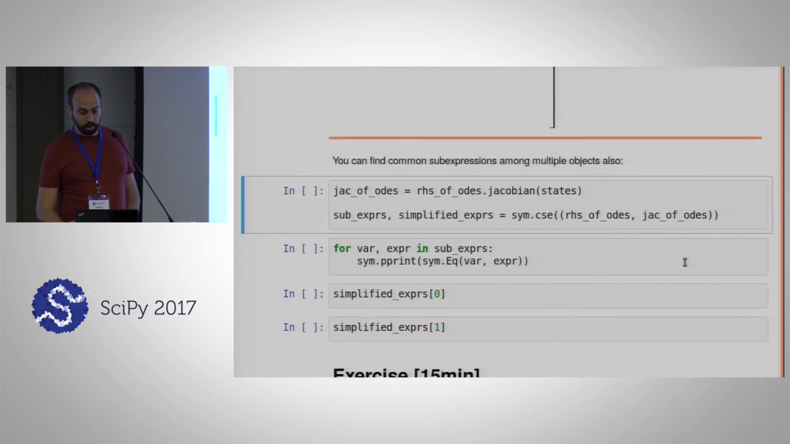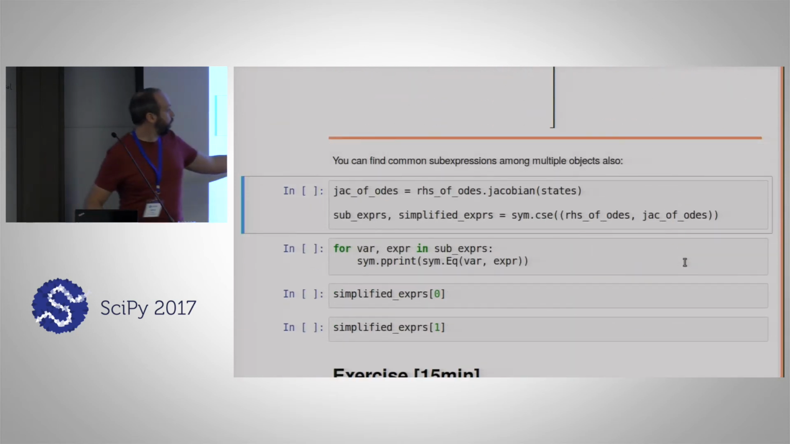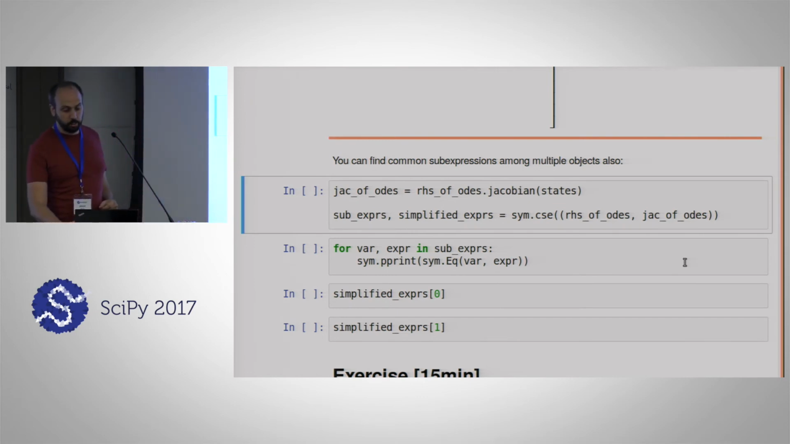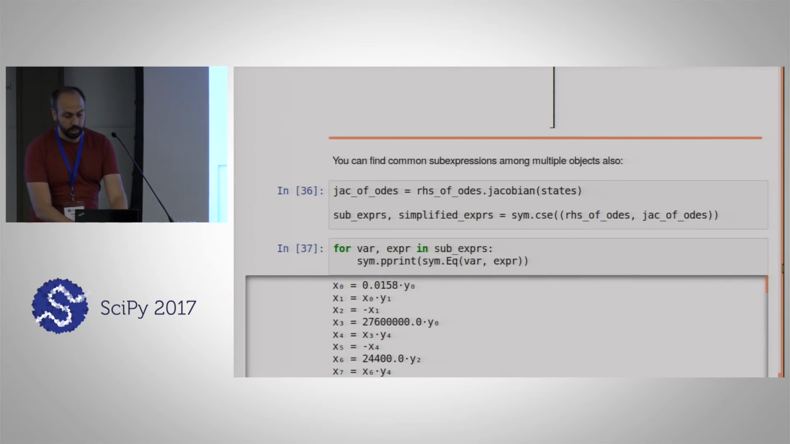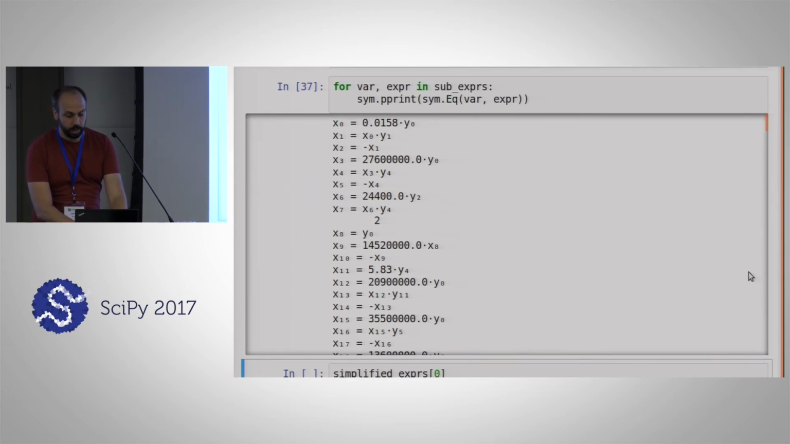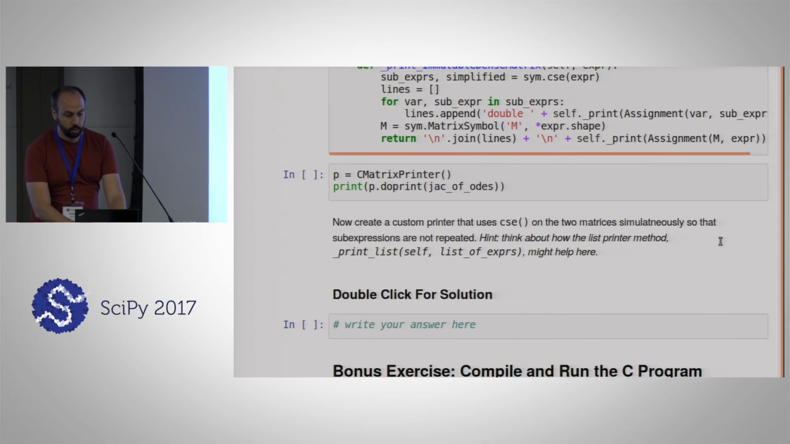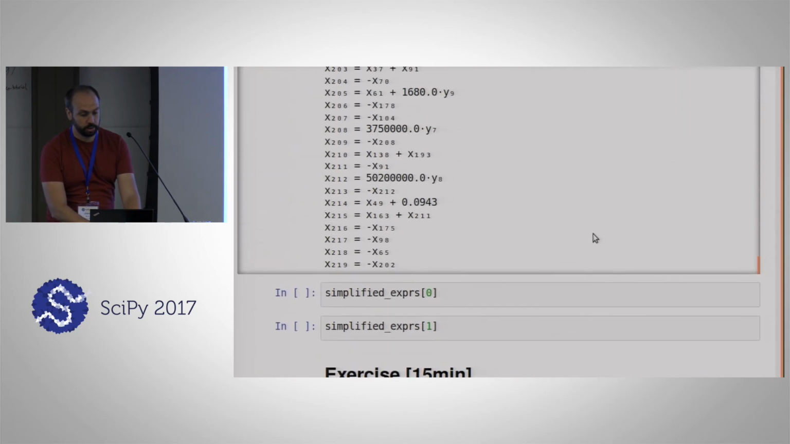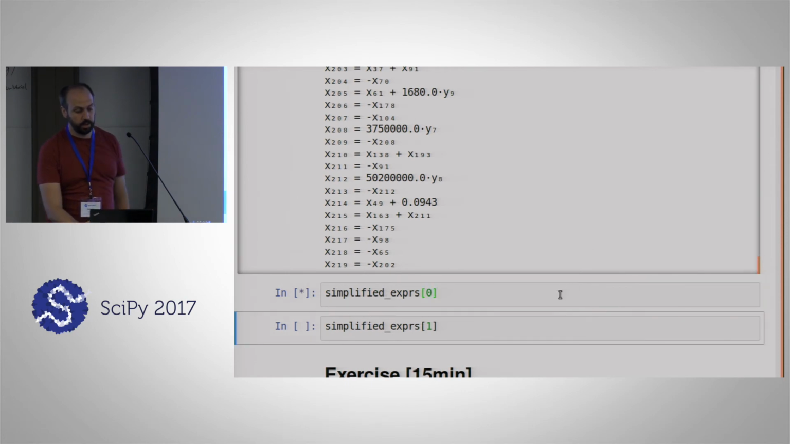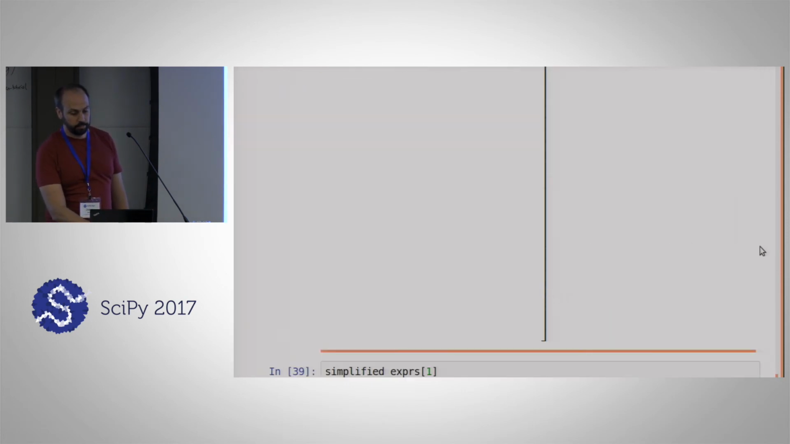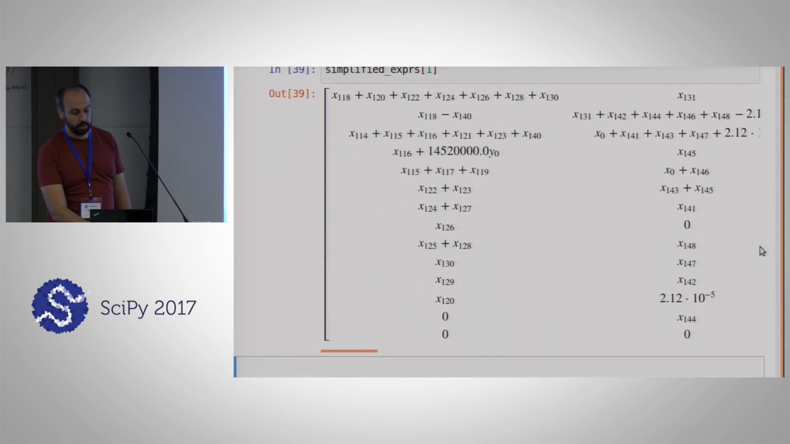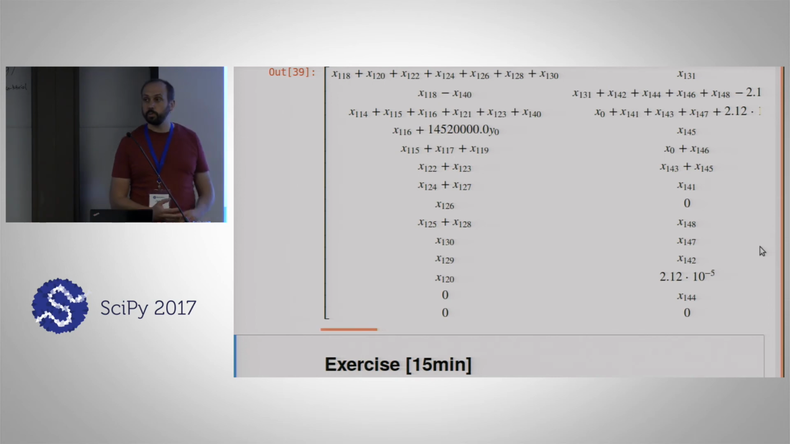You can also pass in multiple items, so I can get the common sub-expressions that are in both the right-hand sides and the Jacobian. And then we see there's some odd 200-some sub-expressions, sorry, my scrolling is not that great. And then you can look at the simplified right-hand side and then the Jacobian, which looks a little simpler. All right, so this is particularly useful.